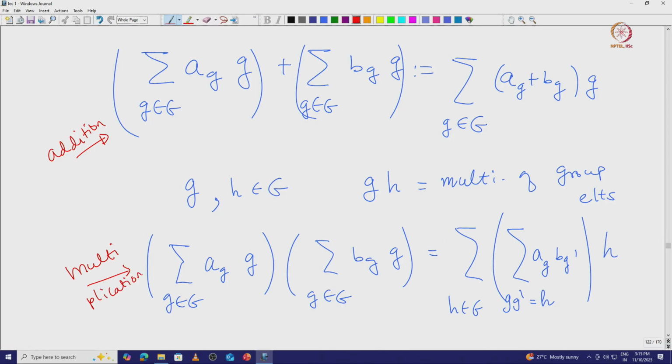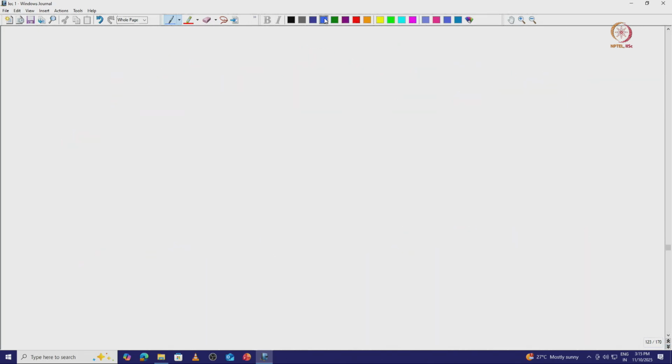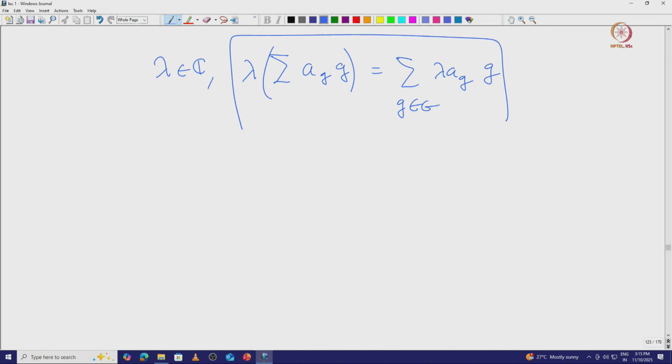That is what we have in the group algebra CG, and the scalar multiplication is defined similarly. If we take a scalar lambda in C and a group algebra element, the summation of a_g g over g in G, then lambda times this is defined to be the summation of lambda a_g g. This is how the scalar multiplication is defined.